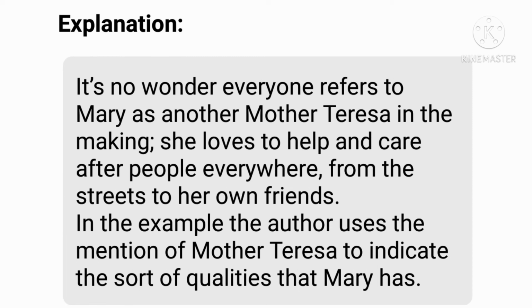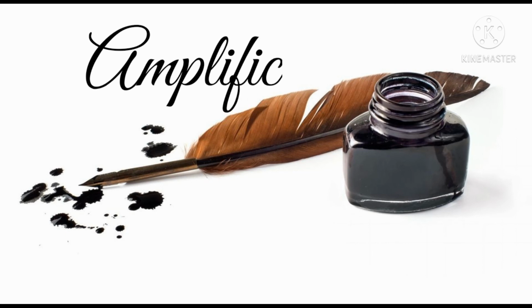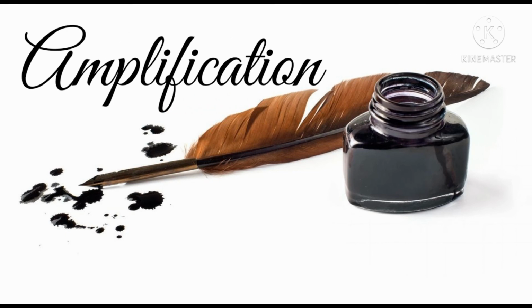It is no wonder everyone refers to Mary as another Mother Teresa in the making. She loves to help and care after people everywhere, from the streets to her own friends. In this example, the author uses the mention of Mother Teresa to indicate the sort of qualities that Mary has. Here, Mary is a character in his writing. So the author is referring to Mother Teresa to make known the qualities of Mary clearly to the reader. Thus, allusion is used.